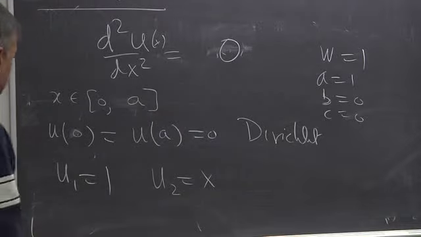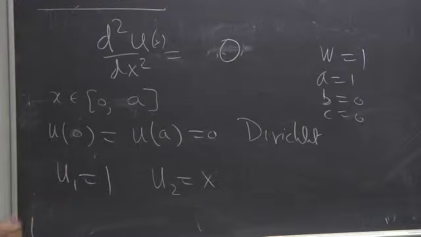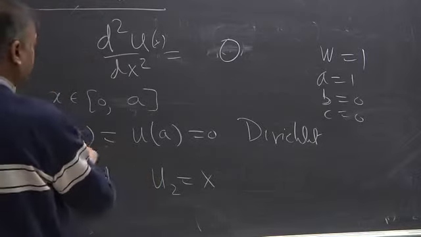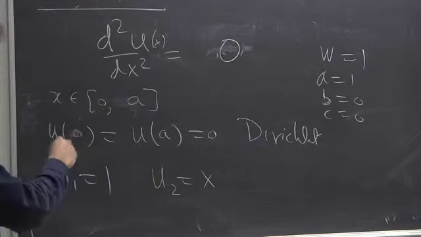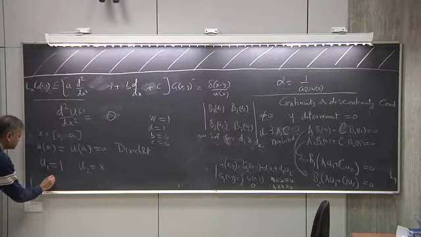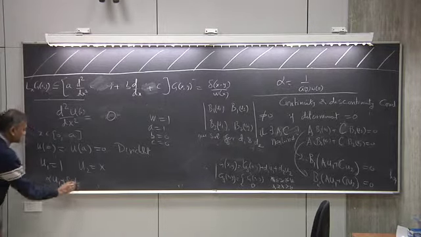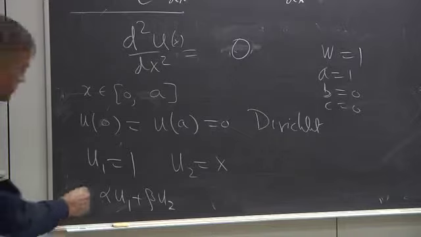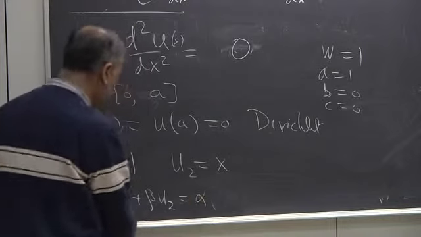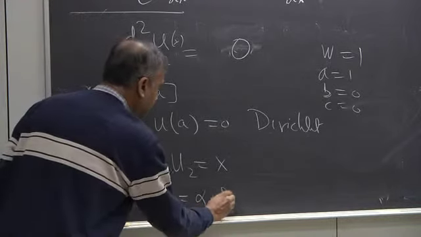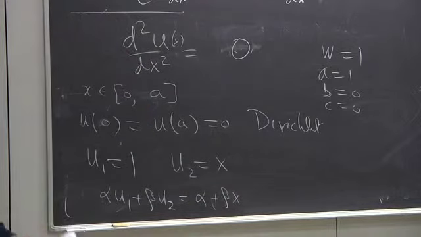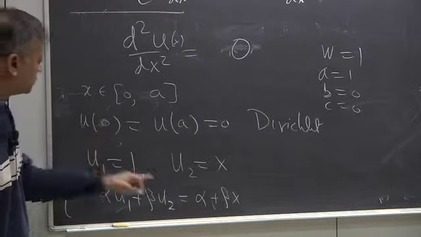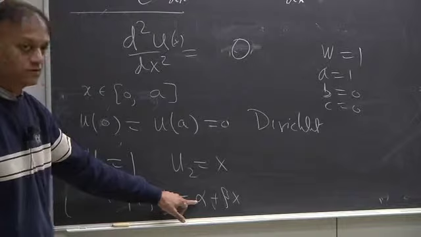Now let's check if there is any 0 mode or not. That means I want to look at whether there is any combination of these two which satisfies both these boundary conditions simultaneously. So if I write alpha u1 plus beta u2, we want this to satisfy both conditions. That is the same as alpha times 1 plus beta x, because u2 is x. So the first condition already tells me that alpha must be 0, because at x equal to 0 we want this to vanish.